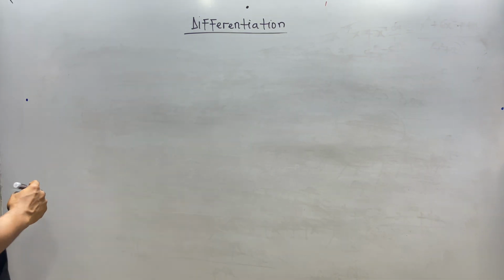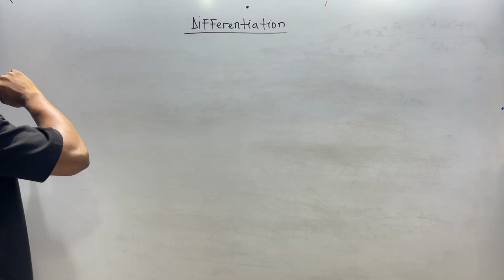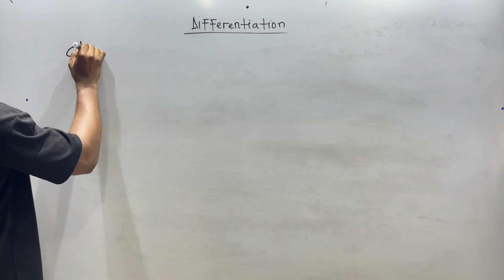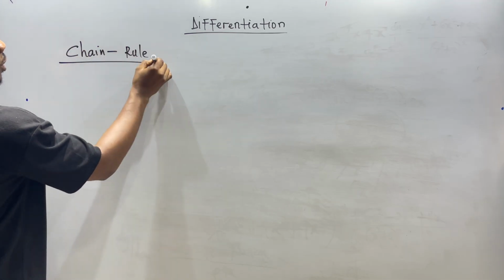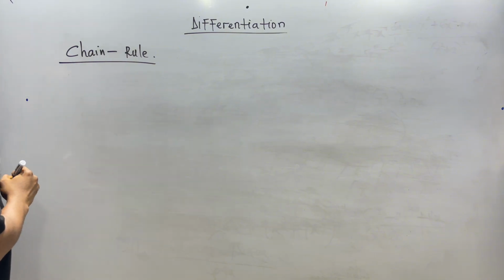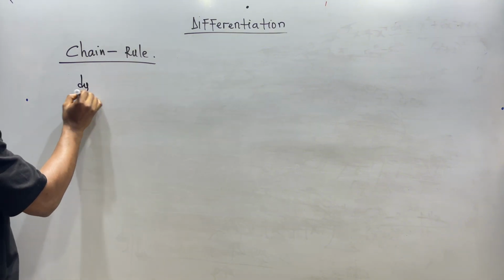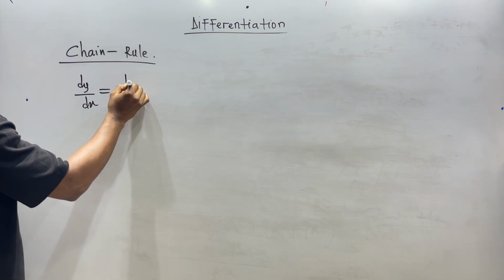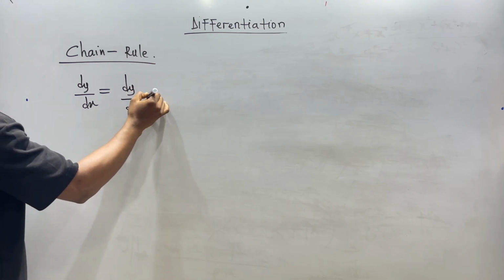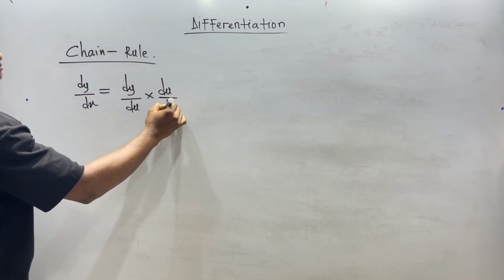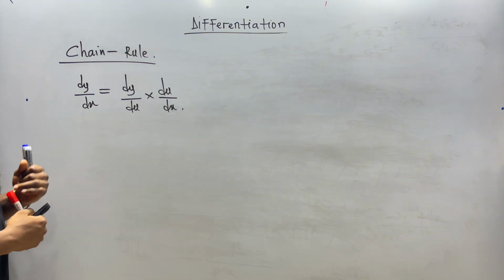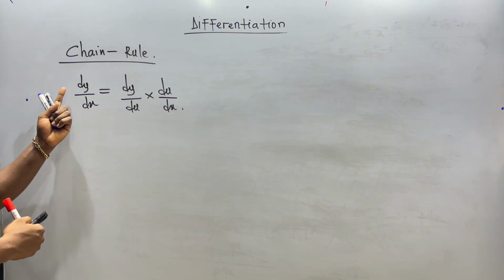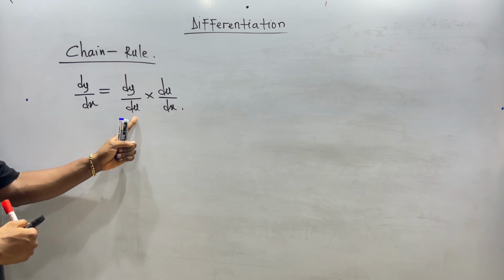Now, the next technique we're going to learn here is chain rule. Chain rule is the next technique we're doing now. What does chain rule state? It tells us that dy over dx is equal to dy over du multiplied by du over dx. This is the rule. This is chain rule.